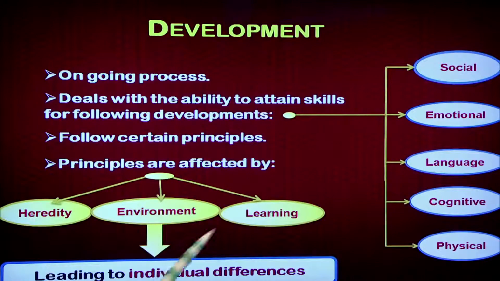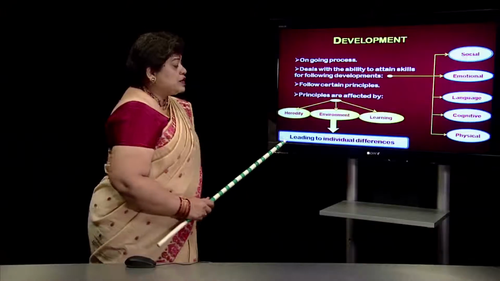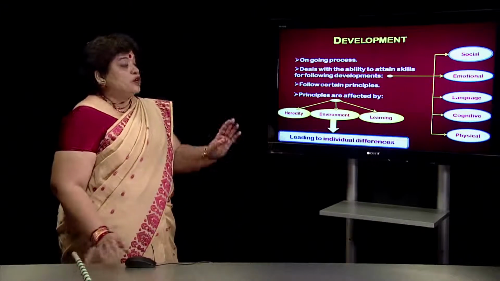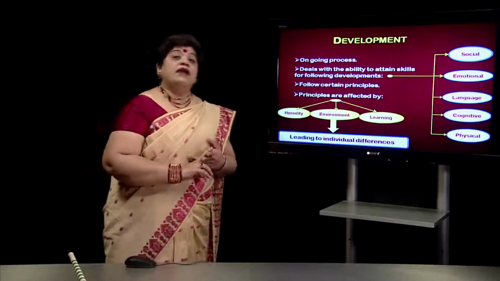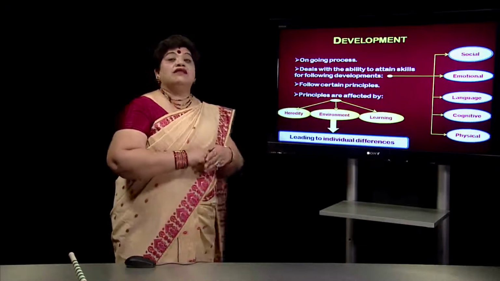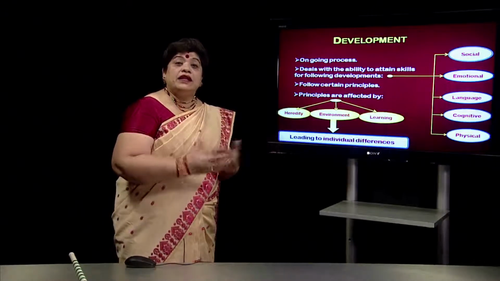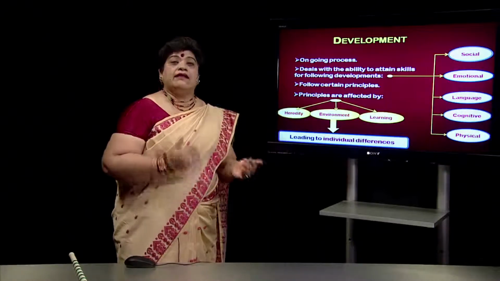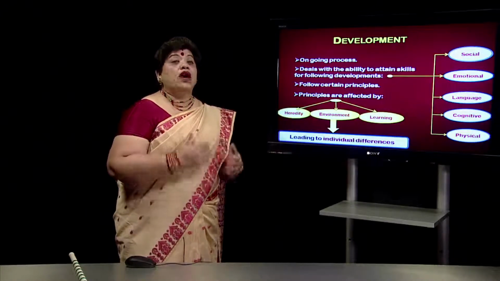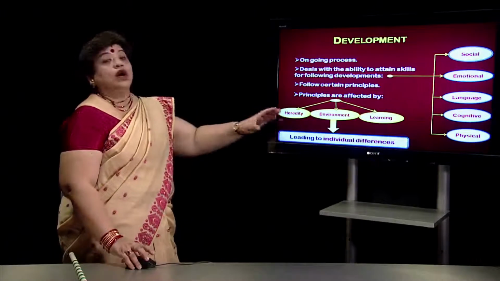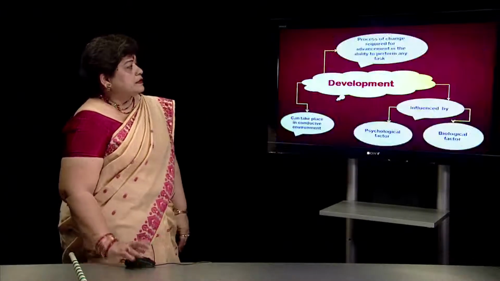Because of these three factors, you see what is called individual differences. There may be two children who have the same hereditary features, similar environmental conditions and similar learning opportunities, yet there are going to be differences because it depends upon the ability of the child to absorb any of these features.